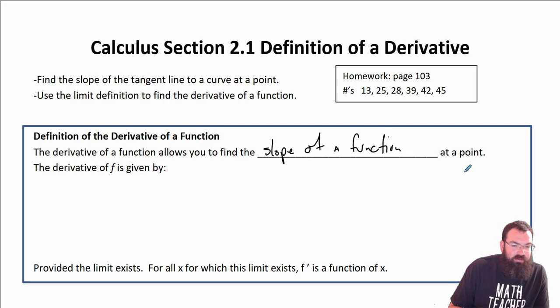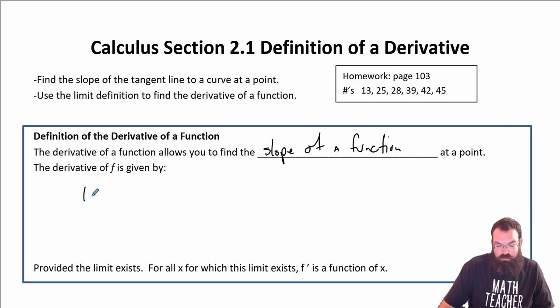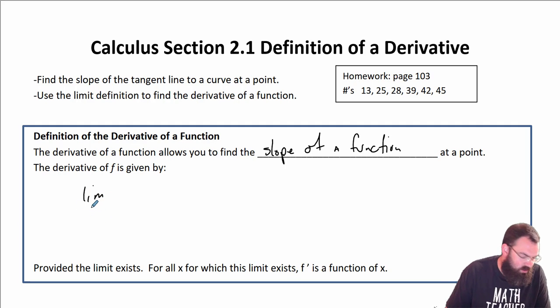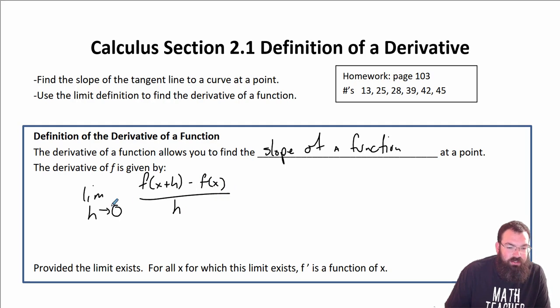The derivative of f is given by, so there are a couple different ways we can write it. You'll probably remember from last year that there are 2 ways to write it. One is going to change a little bit just because of the way I'm going to write it, but it's pretty much going to be the very same thing. So the limit as h approaches 0 of f of x plus h minus f of x over h. So this is one from last year we talked about, very similar.